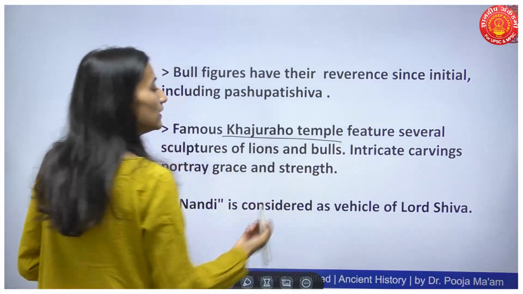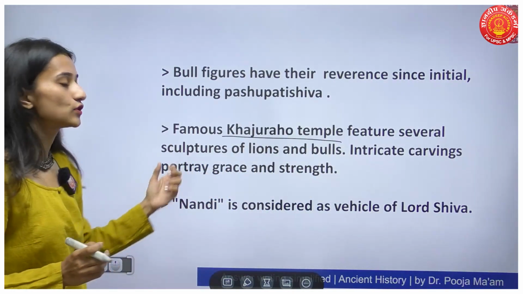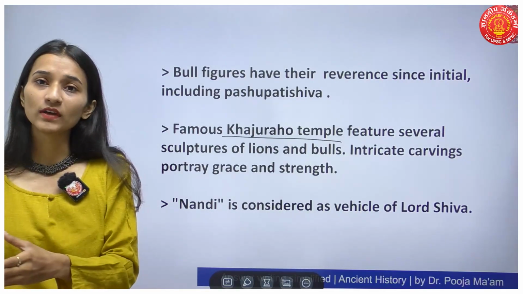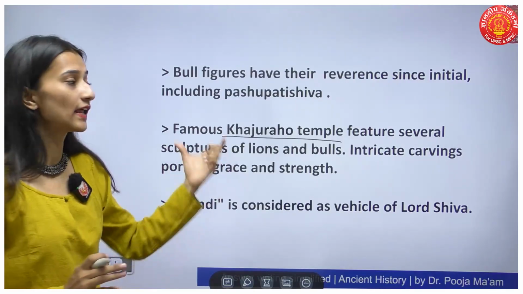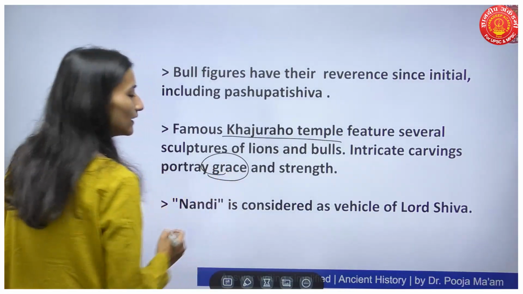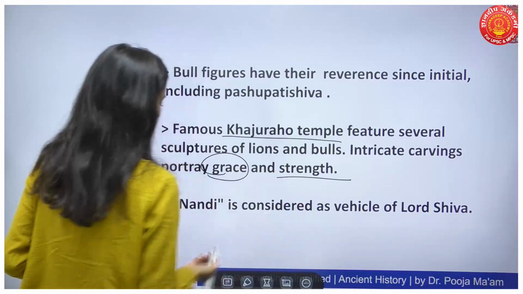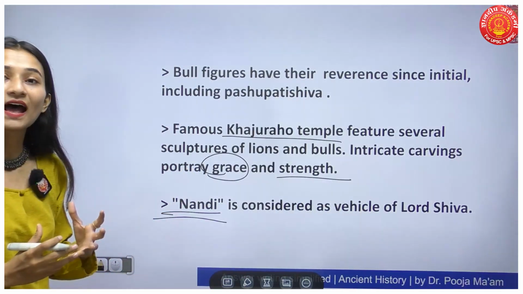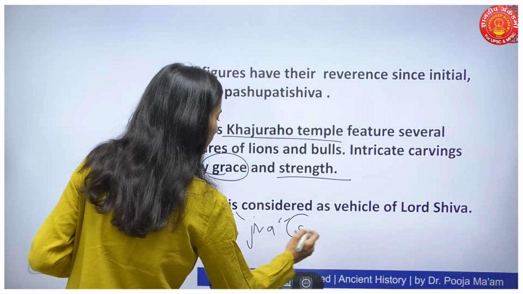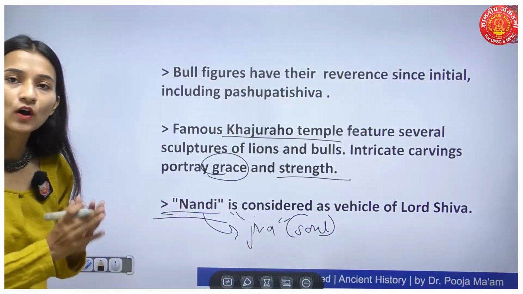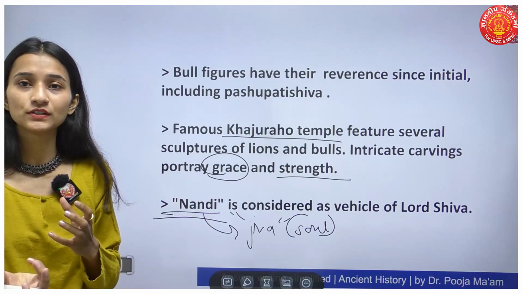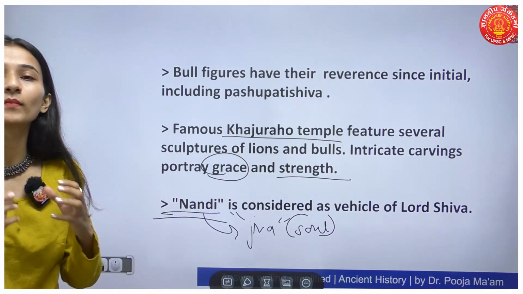then the famous Khajuraho temple which is present in Madhya Pradesh has several sculptures of lions and bull on its architectural form. So we see a reference of lion and bull images even in architectural form, including famous temples like Khajuraho temple of Madhya Pradesh, okay, and they portray grace that is glory and strength. Nandi, which is basically considered as Jiva, that is soul, is considered as vehicle of Lord Shiva. Also it is considered as messenger, or we can say the message that has been portrayed to the general public by Lord Shiva, okay.